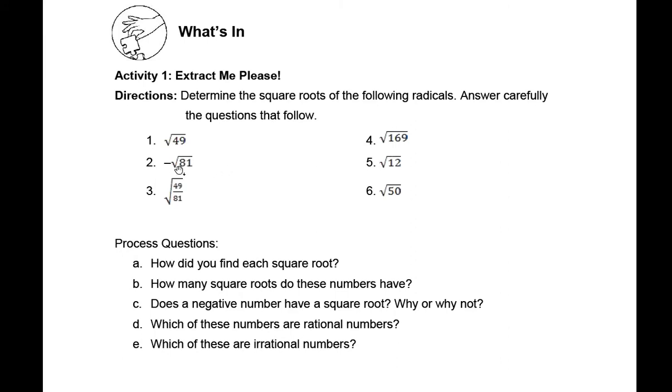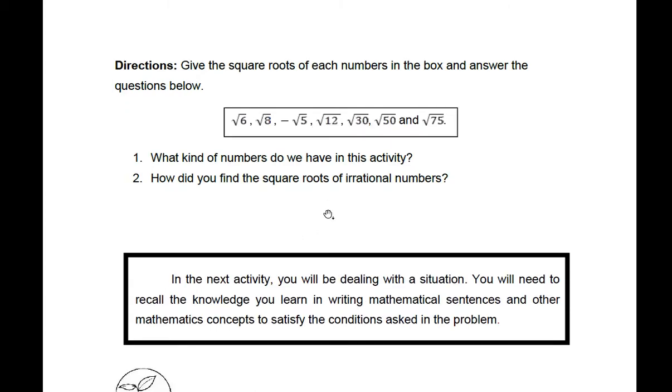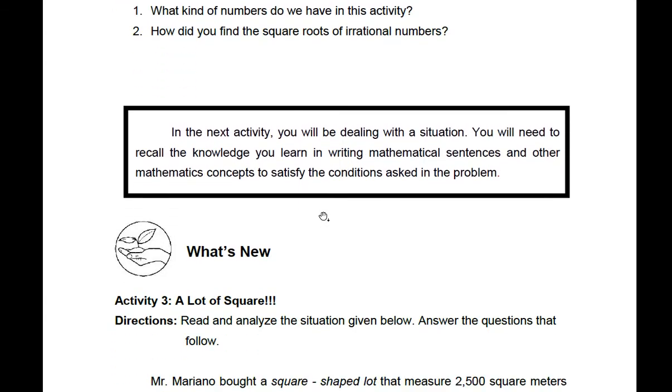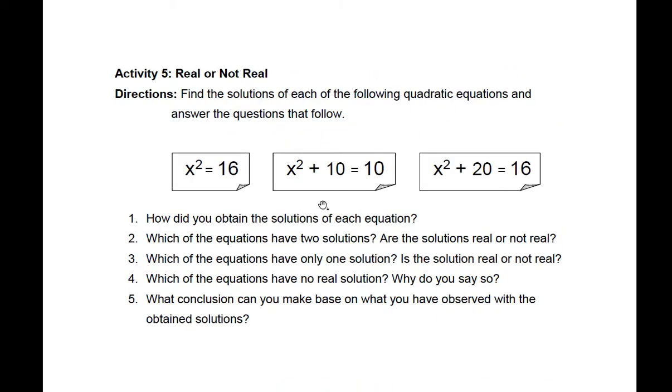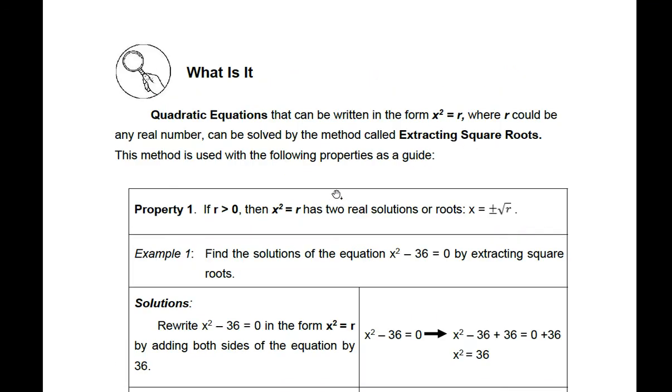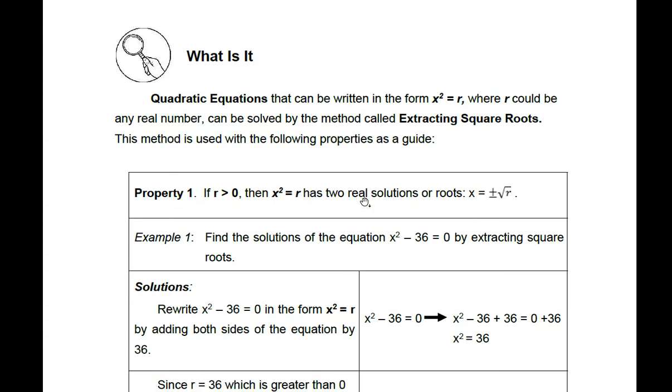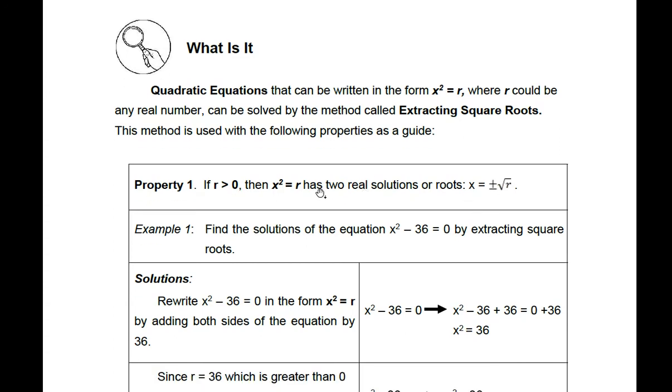Next, the negative square root of 81. To find the square root of 81, that is 9 times 9, so that is 81. So dun tayo sa lesson proper. Kayo na lang yung magbasa. Skip ko na yung iba, kayo na lang magbasa. Dito tayo focus sa lesson proper.